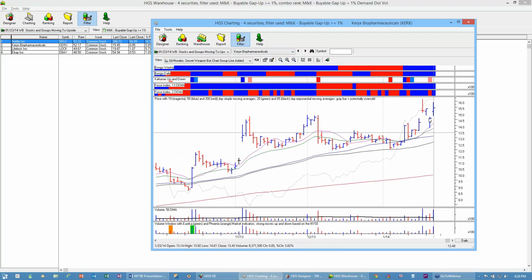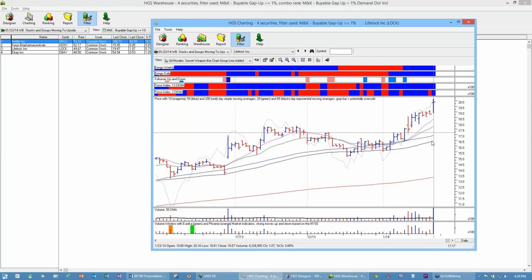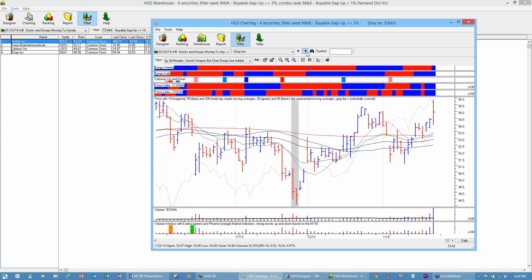Let's just flip through a couple more of these. You can see there is a gap up from this area to this area. It's a biotech. Here's LifeLock with another gap up. Here is the prior day's close. Here's the open. Traded down but closed up here. eBay stock I'd stay away from because of the looseness unless you're a very short-term trader.